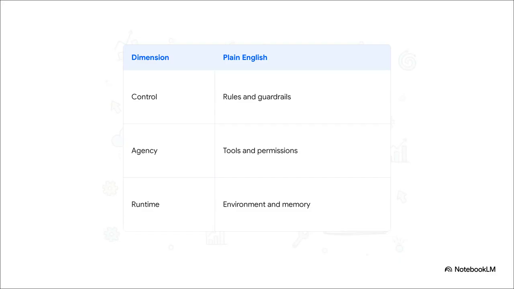And that brings us to the CAR model, which stands for Control, Agency, and Runtime. This is such a game changer for developers when it comes to debugging. If your AI agent starts going off the rails, you can look at this framework and ask, okay, is this a control problem? Did we give it bad rules? Is it an agency problem? Like, did we give it the wrong tools? Or is it a runtime problem, meaning the environment or the memory itself is broken?